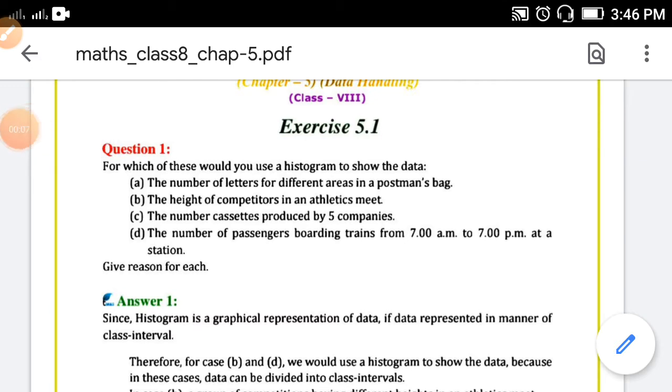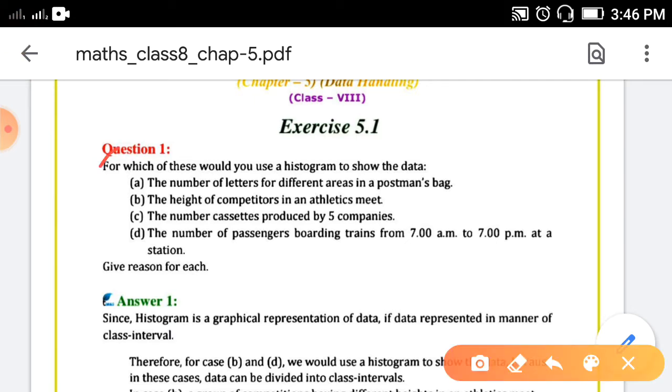Exercise 5.1. Question number 1: for which of these would you use a histogram to show the data? Here data is given. You have to find out for which data you will use a histogram.